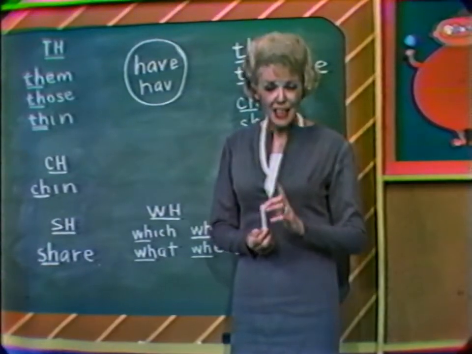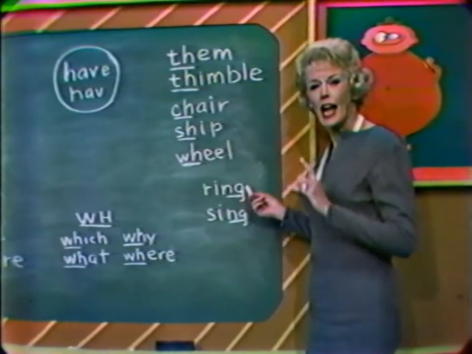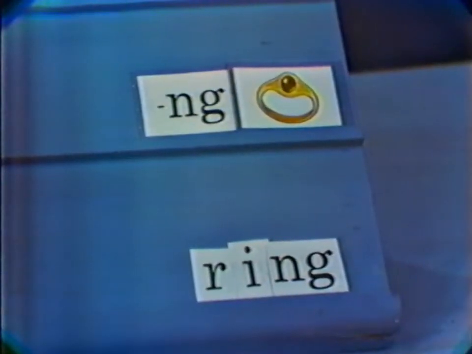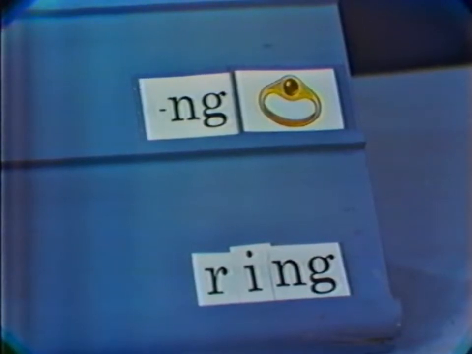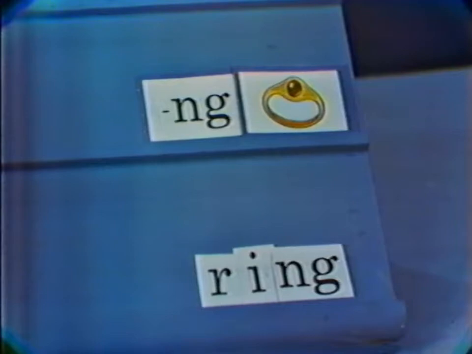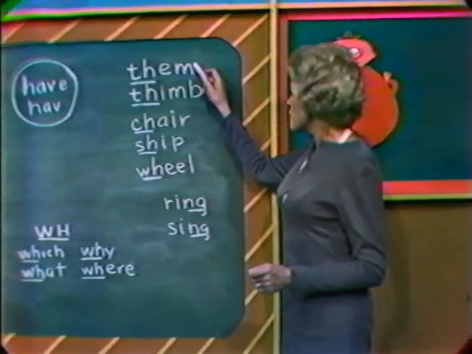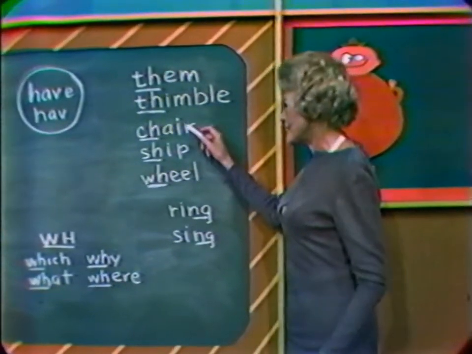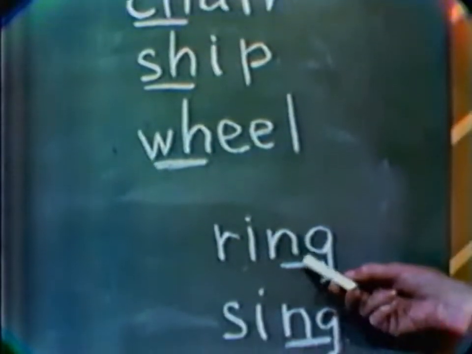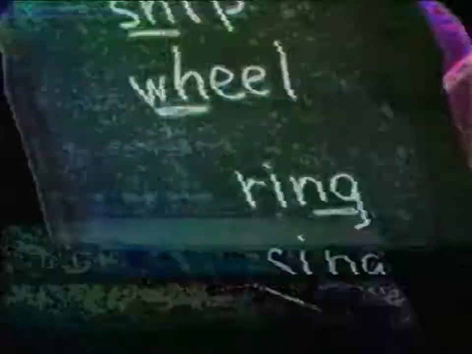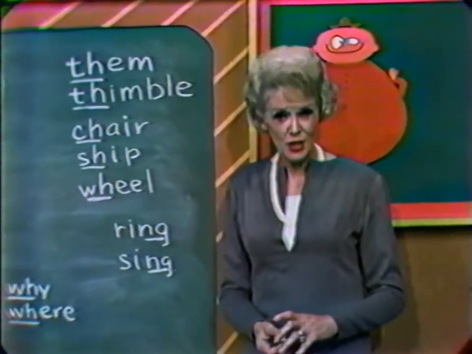Here are 2 more old friends that make a special sound together. N and G, the same sound you hear at the end of the word ring or sing. Please remember one more thing. NG at the end sounds like song or sing. TH is in them or thimble, CH chair, SH ship, WH wheel, and NG ring and sing. See how many words you can find with these special sounds for today's homework.